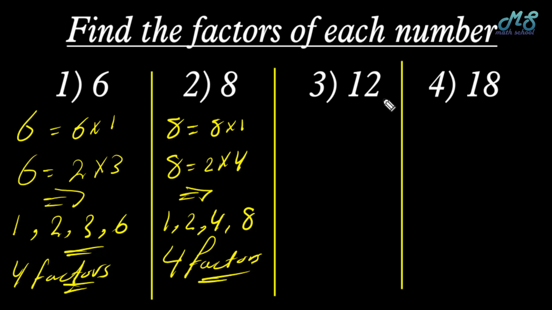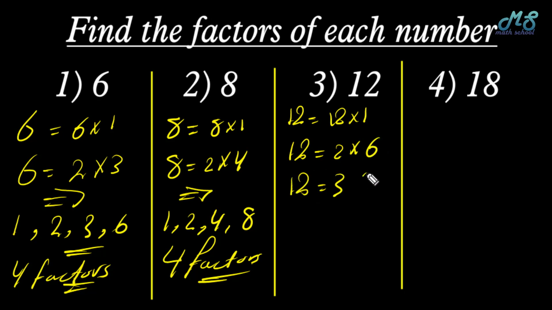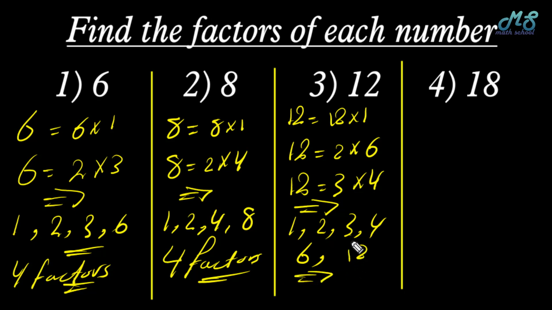Now, next, 12. Ask yourself. 12 first is 12 times 1. And 12 divided by 2 equals what, guys? Equals 6. 12 divided by 3 equals 3 times 4. We can write the factors of 12 as what? 1, 2, 3, 4, 6, and 12. Now, 12 has how many factors, guys? Yes, we have 6 factors of 12.